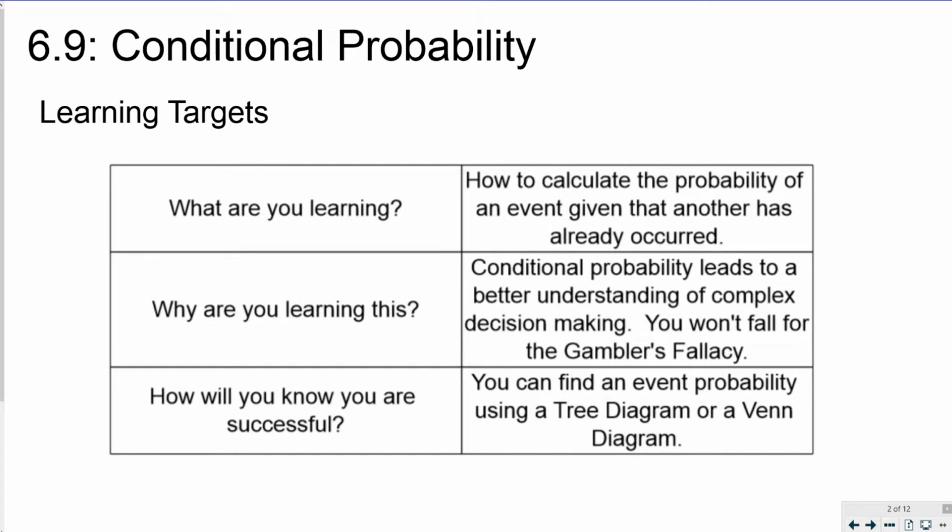In this video, we're going to learn how to calculate the probability of an event given that another has already occurred. Conditional probability leads to a better understanding of complex decision making. You won't fall for the gambler's fallacy. That's why we're going to learn this. And you'll know you're successful when you can find an event probability using a diagram like a table, a tree diagram, or a Venn diagram.